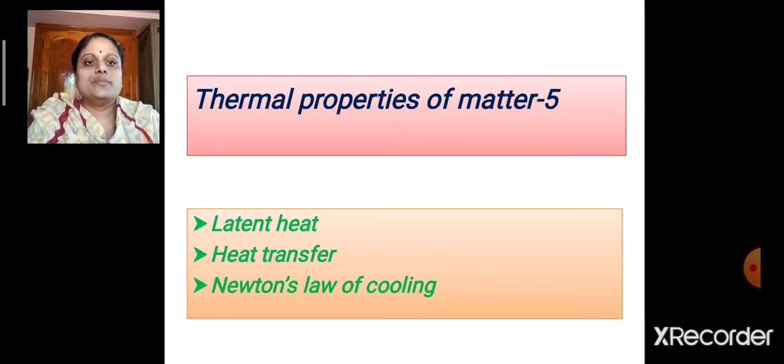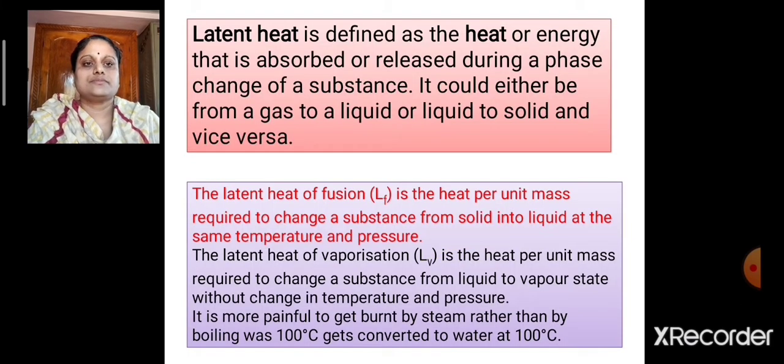In this module, from the chapter Thermal Properties of Matter, we will be discussing latent heat, heat transfer and Newton's law of cooling. In the last class, we had studied about specific heat.